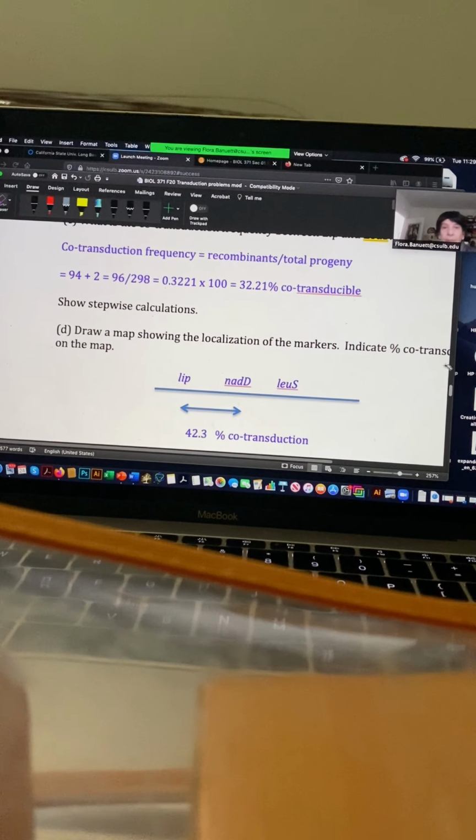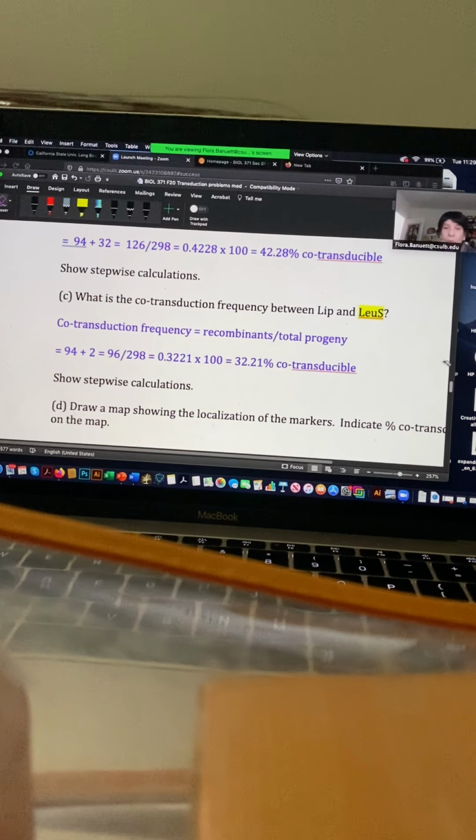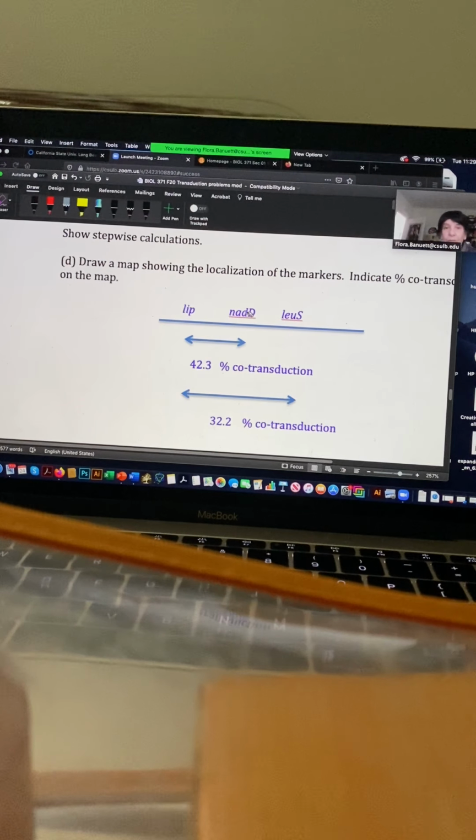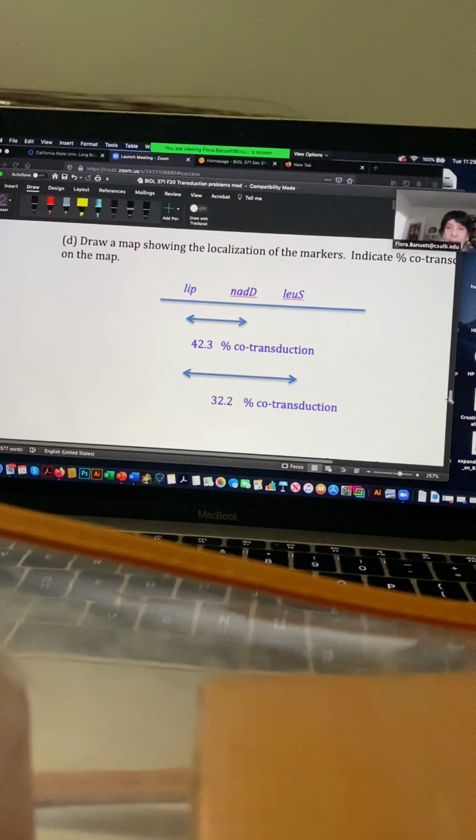So remember the order was lip, nad, lu, and the co-transduction frequency between these first two markers is 42.3%, and between lip and lu is 32.2%. So the farther away, the less co-transduction. Okay, is that clear?